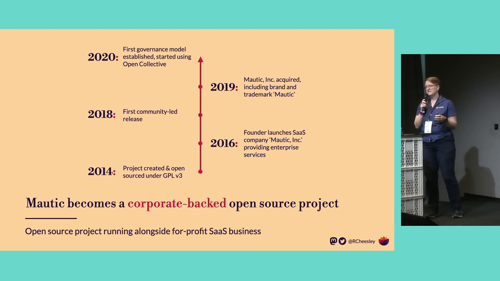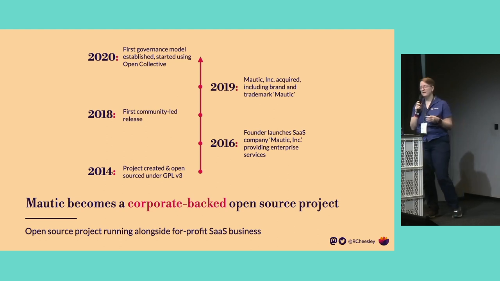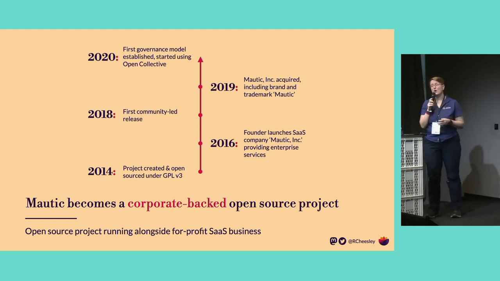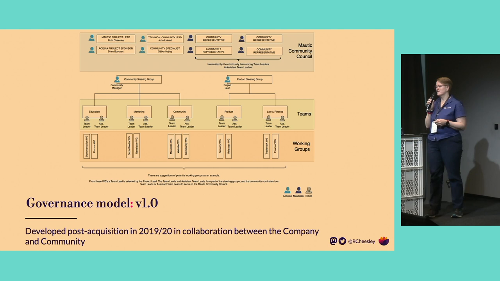And in 2020, we established our first governance model, working with the company to actually codify and explain how we were going to make decisions, how the company was going to be involved in the community. And importantly, we also started using Open Collective to manage our finances transparently. And this is what our first ever governance model looked like.